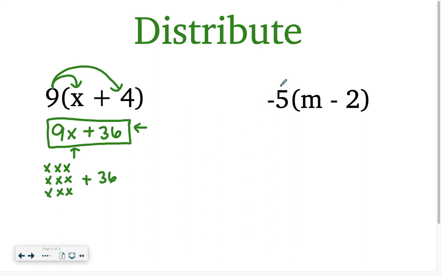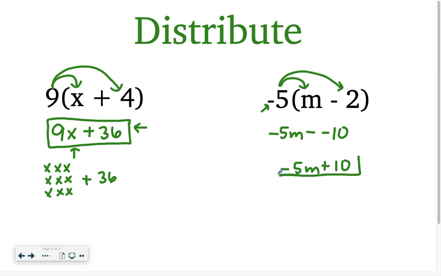Now over here, I'm going to distribute not just 5, but negative 5. So this becomes negative 5m minus negative 5 times 2, which is negative 10. So I have negative 5m minus a negative becomes plus 10. And that is my final answer.